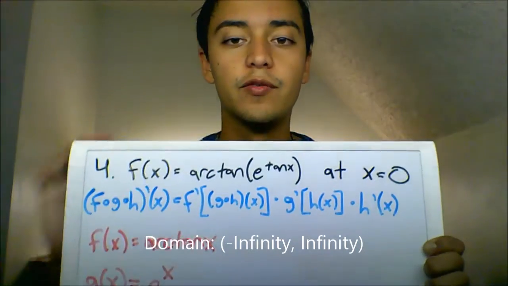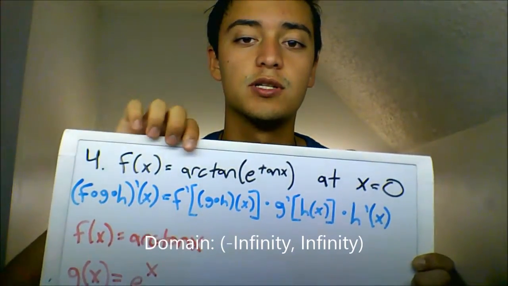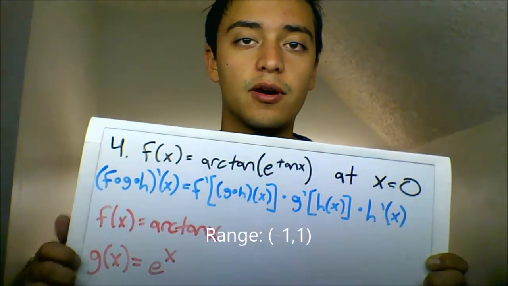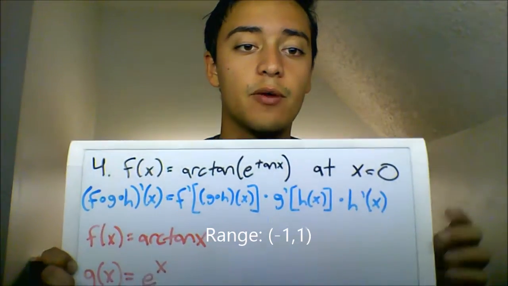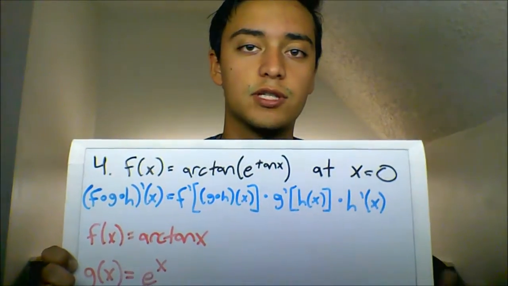Now with the previous 3 parts that we just went through, for this last part, we'll be able to find the derivative of this function, which is arctangent of e to the power of tangent x. And we're going to solve it at x equals 0.